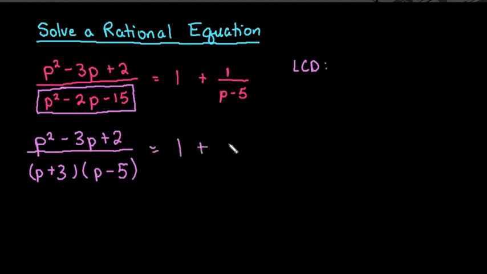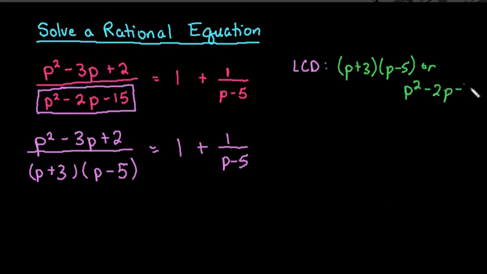By doing this, we can see that both of these have a p minus 5 in common. If they wouldn't have had those in common, then our LCD would have been all three of them. So our LCD is going to be p plus 3 times p minus 5. Or, because this one doesn't have a denominator, we could multiply this back out and say that it's p squared minus 2p minus 15.